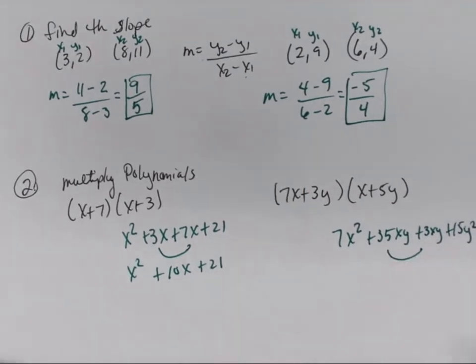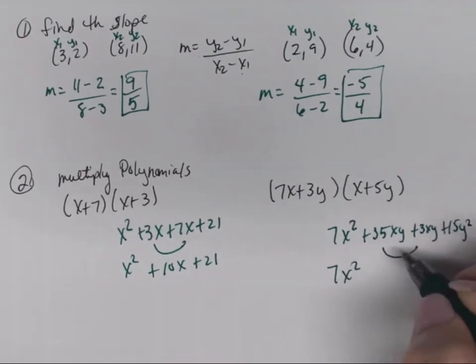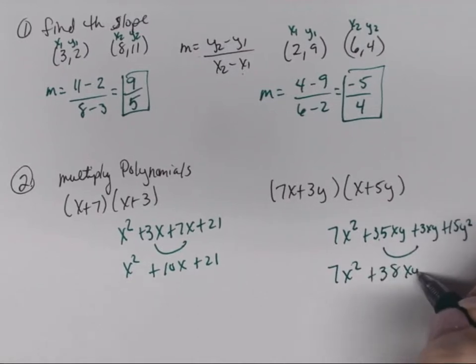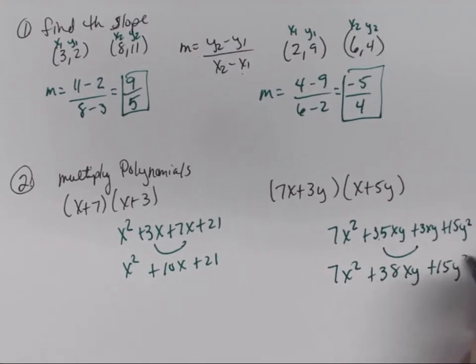So these two are going to combine. 7x squared, 35 plus 3 will get us 38xy plus 15y squared.